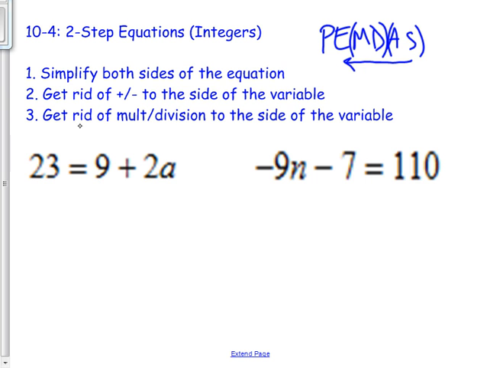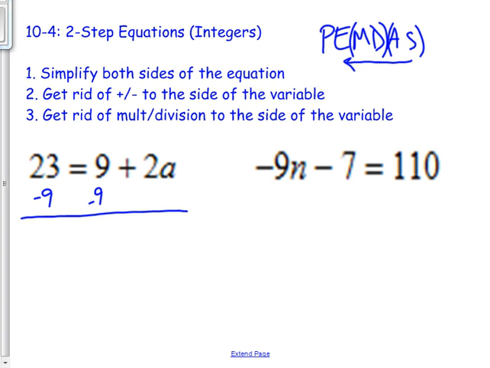So first things first, we need to get rid of the addition and subtraction. So again, I got to look at the side of the variable. So when I put my blinders on here, the variable is on the right side. So I'm looking at this 9 and the 2. Now, the 2 is actually multiplication, so I need to get rid of the 9 first. So I'm going to subtract 9 on both sides.